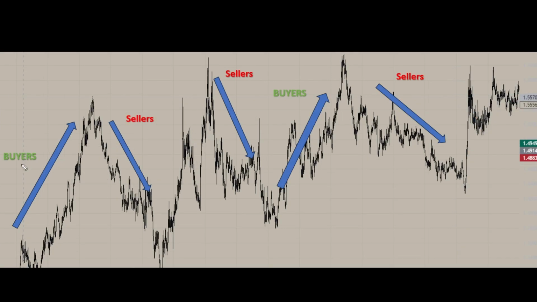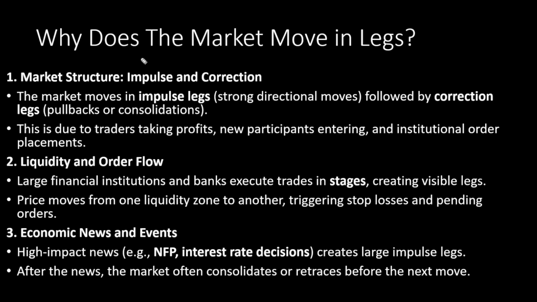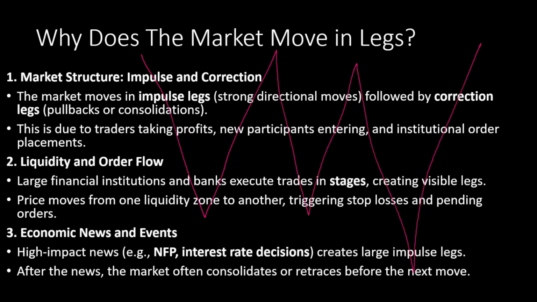So here's just a little drawing I've put together. We have our buyers, which are bringing the price up. We have our sellers bringing the price down, and up again, buyers, sellers, buyers, sellers, buyers. And that's just how it goes on and on and on. So from a higher time frame, you can see that price is going to be moving up and down and up and down and up and down. And that's just what it does.